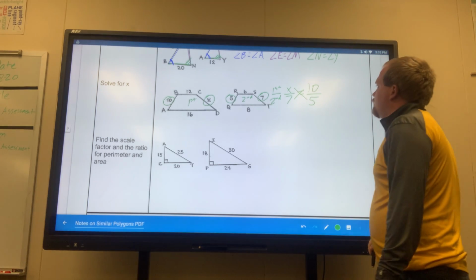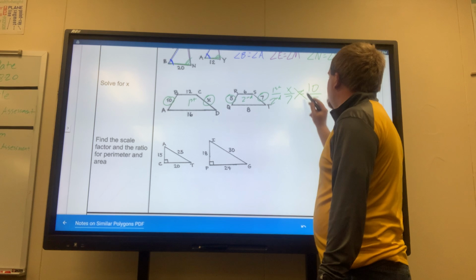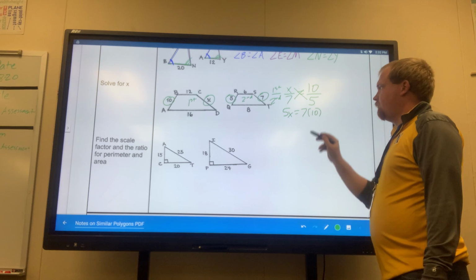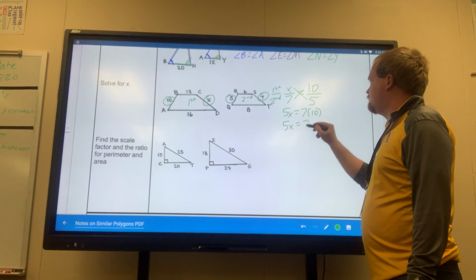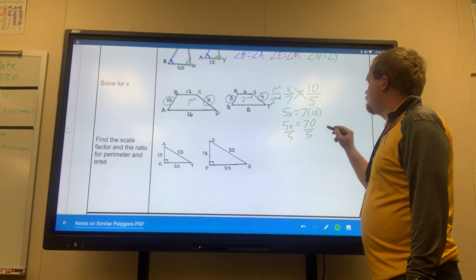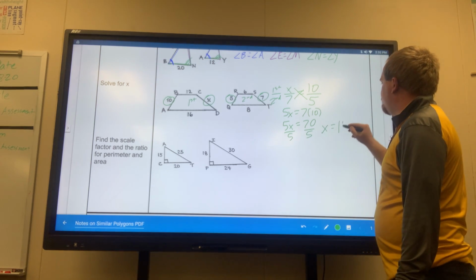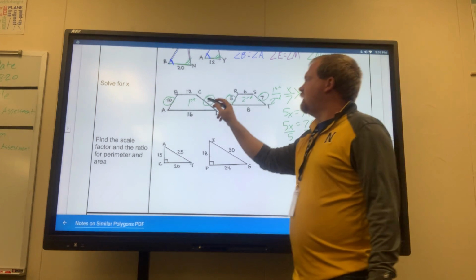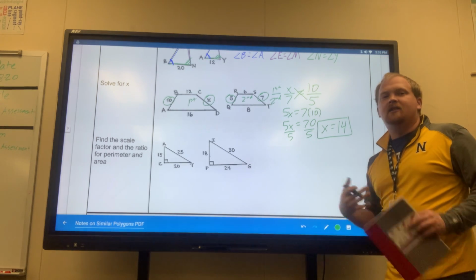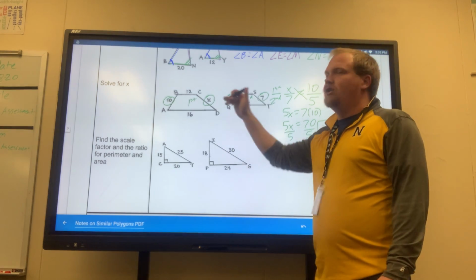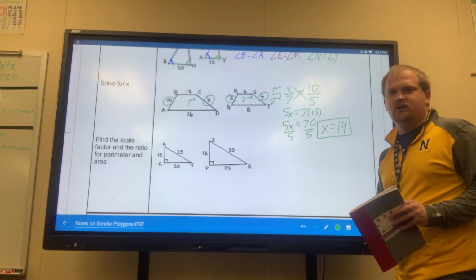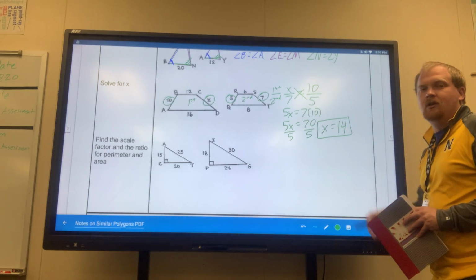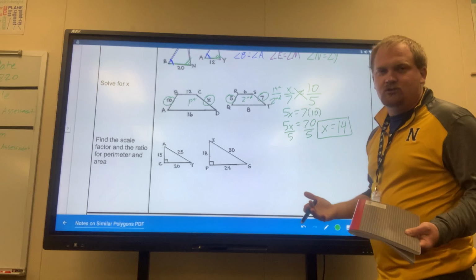I want to cross multiply, which means I'm doing 5x equals 7 times 10. 7 times 10 is 70. Divide that by 5. I get x equals 14. So the length of CD here is going to be 14. And that's how I go about solving for x. As long as I know which sides are corresponding to each other, I can set it up this way and solve for x, just by cross multiplying, and then you just do algebra from there.